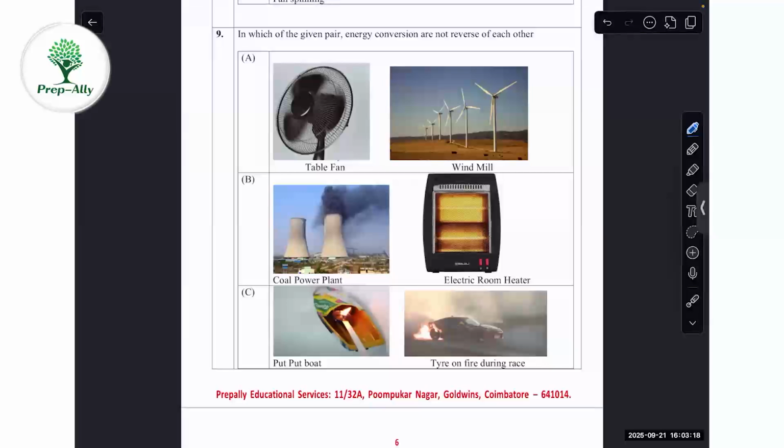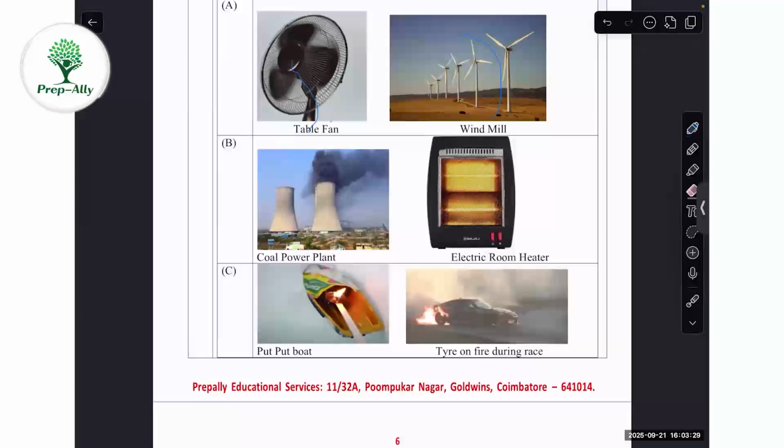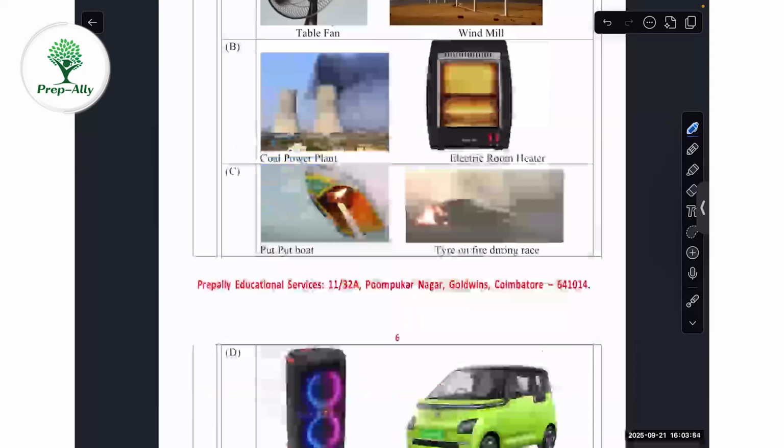Which of the following is not reverse of each other? Yes, here electric is converted to wind. Here wind energy is converted to electrical energy. So they are both reverse of each other. Coal power plant, electric room heater. In power plants, electricity is produced. So you are heating and that is converted to electrical energy. Room heater, electric energy is converted to heat energy. Here if you heat coal, that is converted to electric energy. They are also inverse of each other.